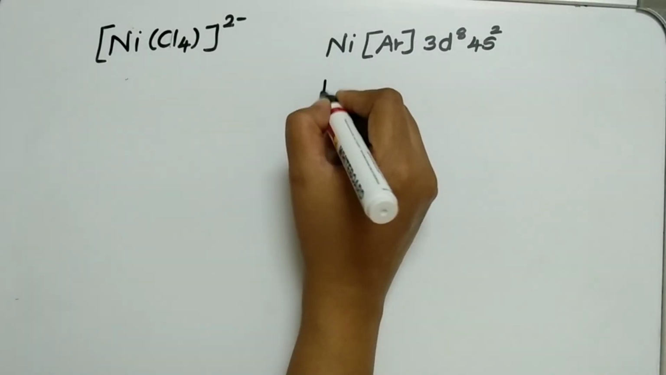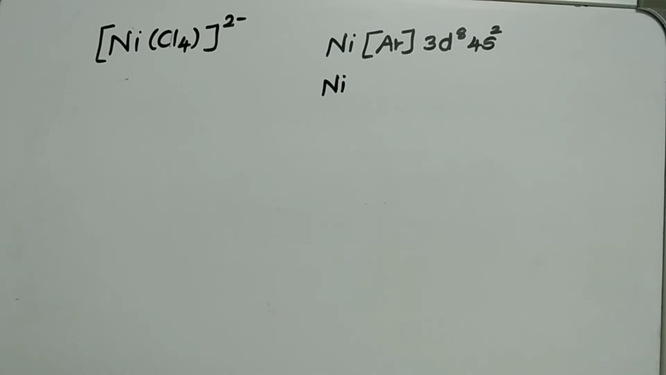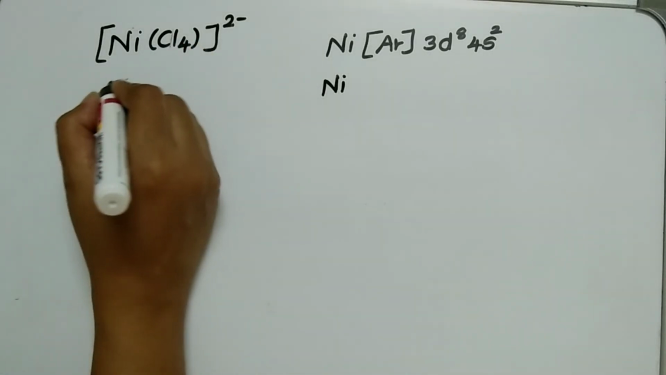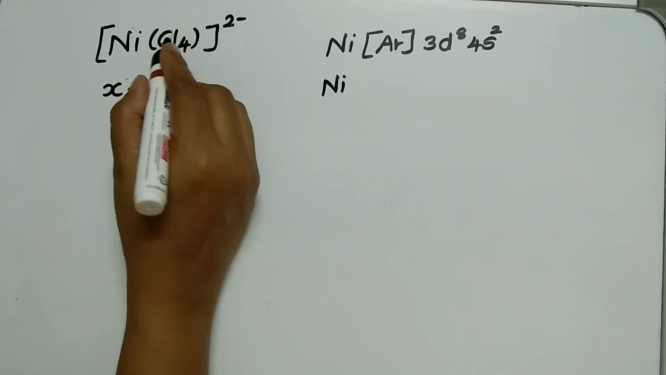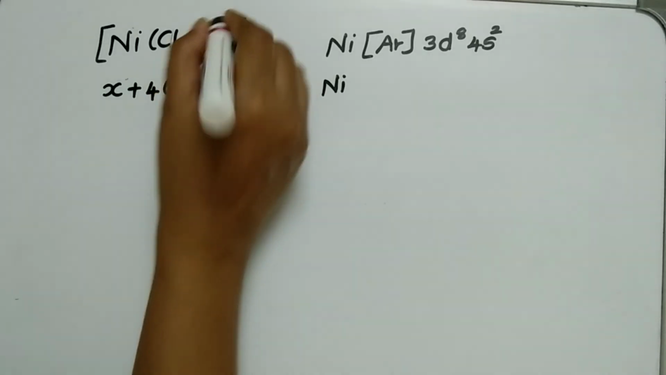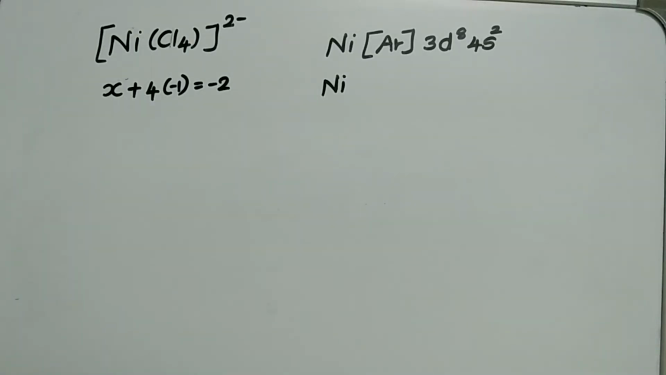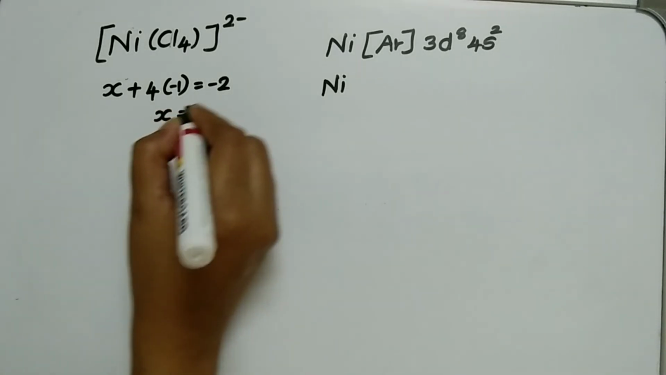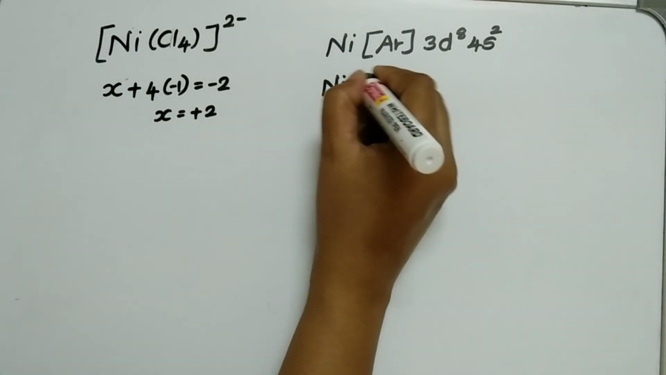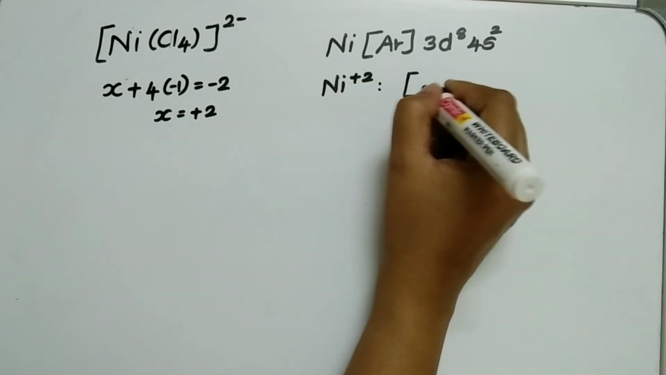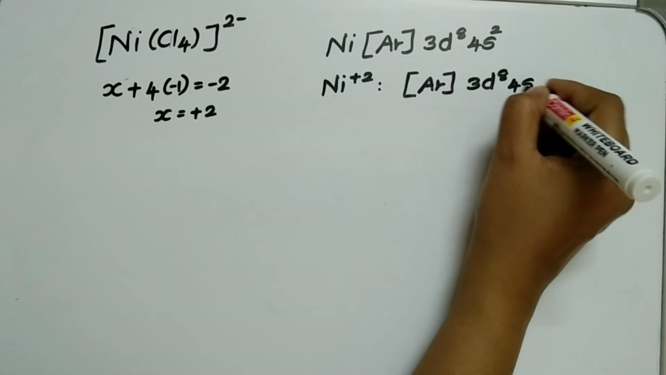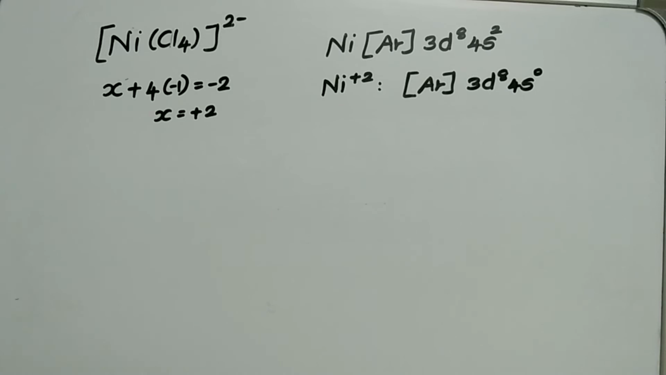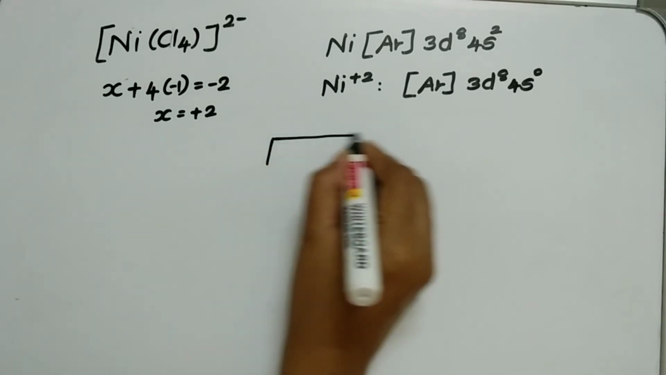Now, find the oxidation state of nickel here. So, how will you find it? X plus 4 into minus 1, since Cl is minus 1, is equal to the charge given, so minus 2. Correct. If you find the value of X, it becomes 2. So, nickel plus 2. What is the configuration for nickel plus 2? The electronic configuration is 3d8 4s0. Right. Okay.